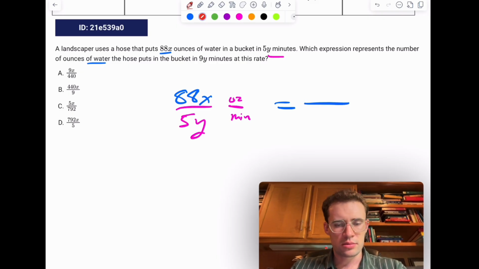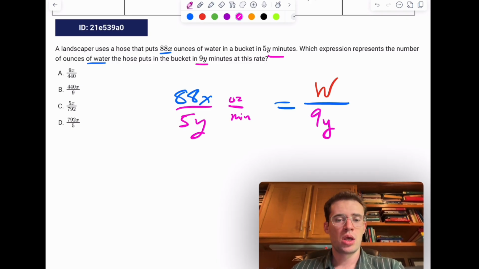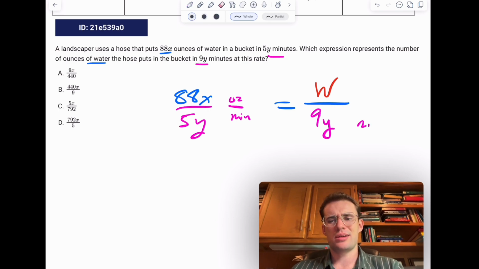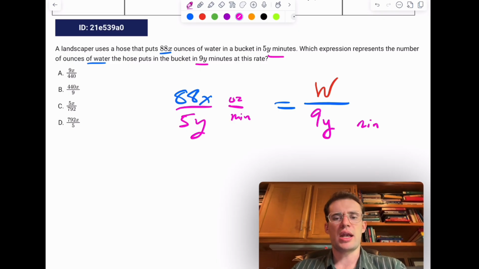I'm going to call that, can't use x or y, let's call that W for water. So how much water in, they gave us 9y minutes. So at the same rate, we just set up a proportion. And we could think of it, and this is also minutes. Basically, we know our answer is going to end up in ounces, because you multiply both sides by minutes, you get ounces left. We're just solving for W, so we could just multiply both sides by 9y.